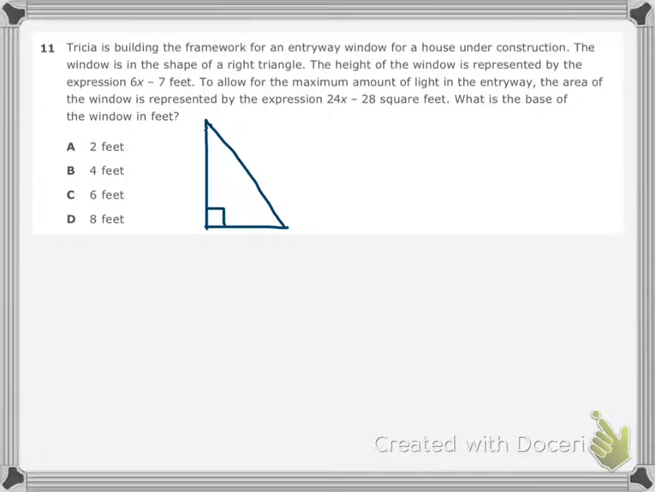Okay. The height of the window is represented by the expression 6x minus 7. So I'm going to put this where the height is, 6x minus 7. To allow for the maximum amount of light in the entryway, the area of the window is represented by the expression 24x minus 28. That's the area. What is the base? So the base is down here.